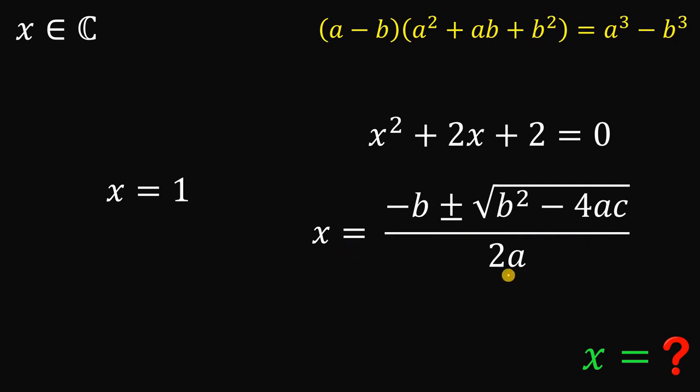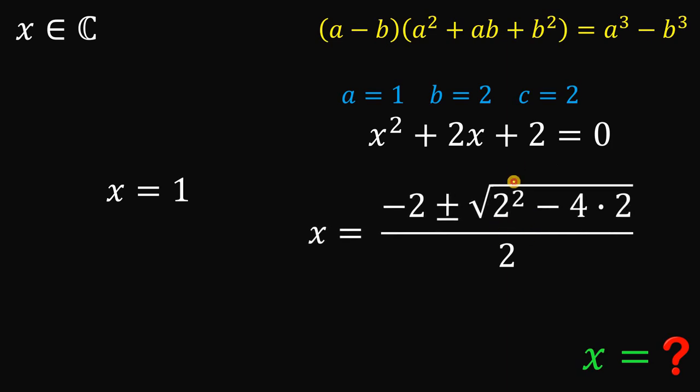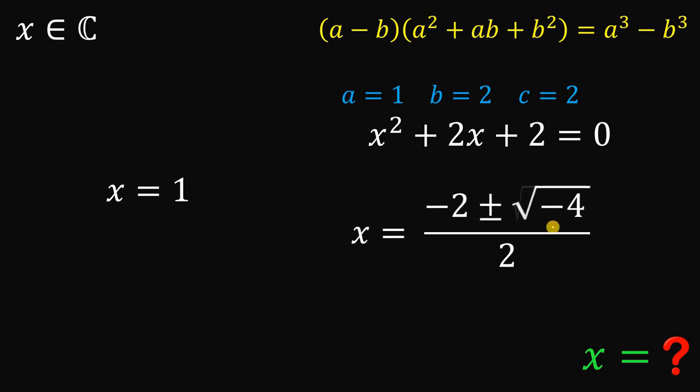This is very familiar to us. Now, this a, the variable a, represents the numerical coefficient of x squared, which is 1. This b represents the coefficient of x, which is 2. And this c represents the constant term, which is also 2. Now, let's replace all a with 1, and then this b with its value 2, and this c with, again, 2. Now, let's simplify. 2 squared is 4, minus 4 times 2, this is 8. So, 4 minus 8 will give us negative 4.